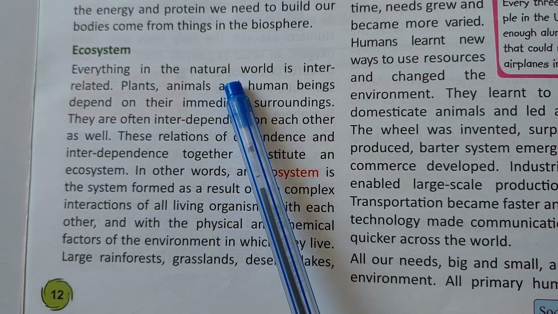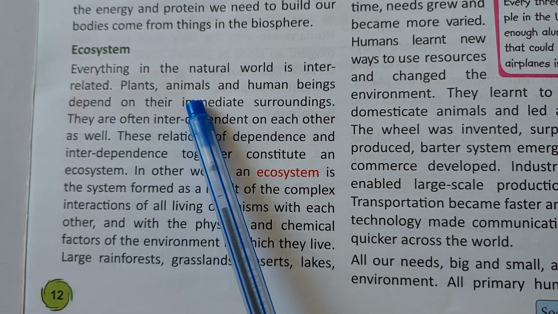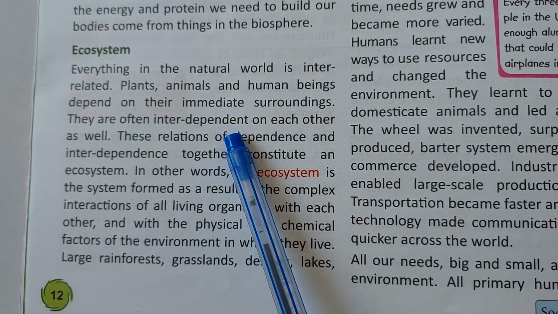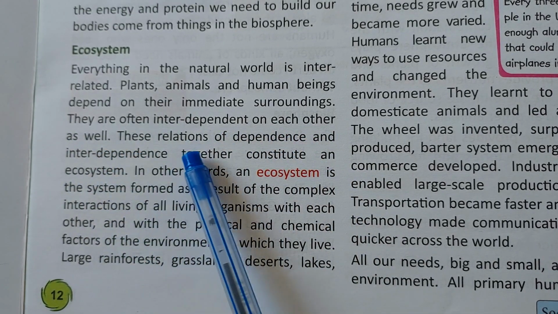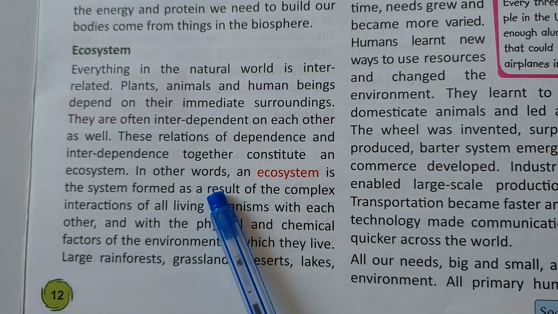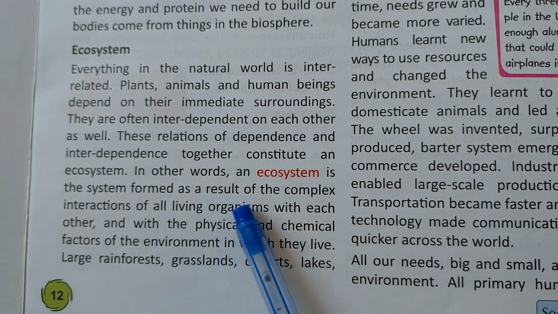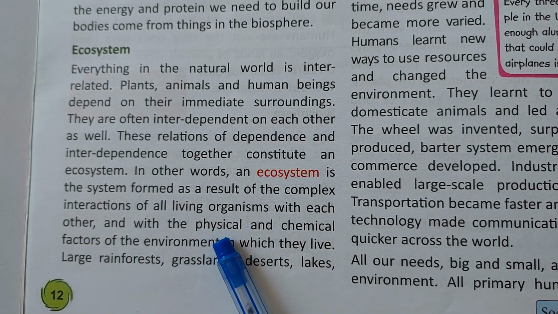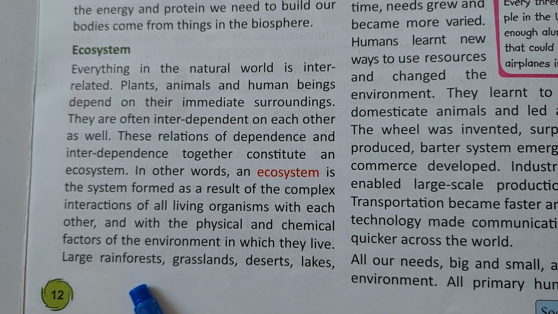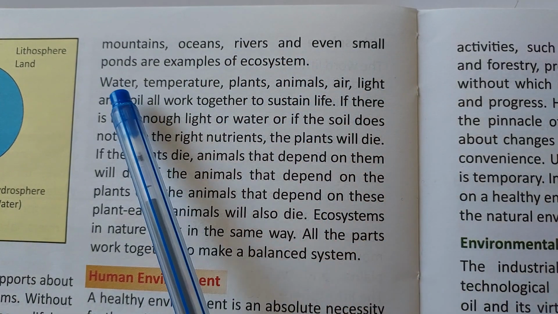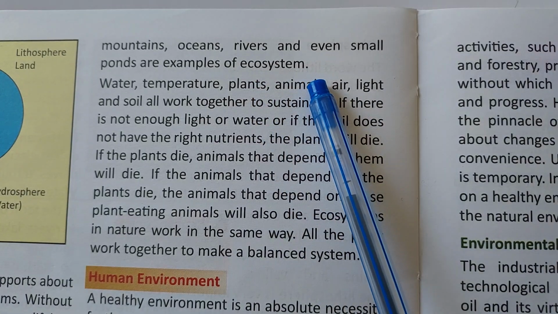Ecosystem. Everything in the natural world is interrelated. Plants, animals, and human beings depend on their immediate surroundings. They are often interdependent on each other as well. These relations of dependence and interdependence together constitute an ecosystem. In other words, an ecosystem is the system formed as a result of the complex interactions of all living organisms with each other and with the physical and chemical factors of the environment in which they live. Large rainforests, grasslands, deserts, lakes, mountains, oceans, rivers, and even small ponds are examples of ecosystems.